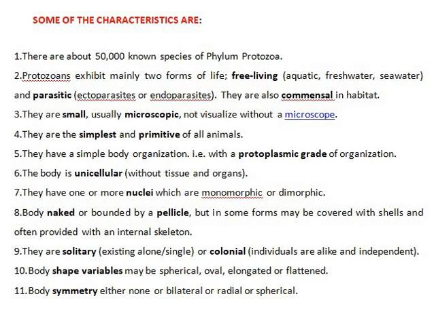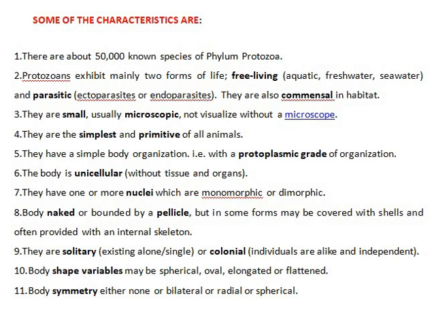Protozoans exhibit mainly two forms: free living organisms and parasitic organisms. Free living means aquatic organisms of freshwater and seawater habitat. Parasitic means ectoparasitic and endoparasitic organisms. They are also commensal in habitat. They are small, usually microscopic, not visible without a microscope.